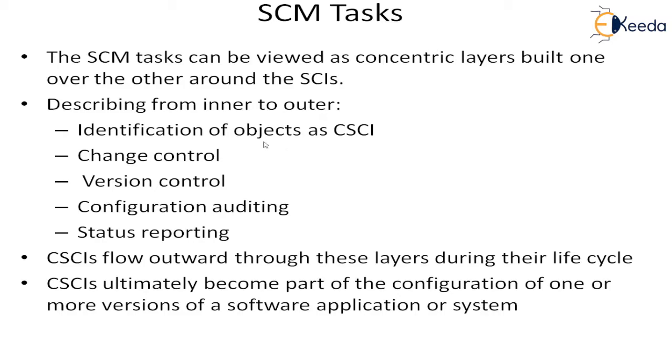The base over the SCI is the identification of the objects. Then comes the change control, change of the objects, the control of that. Then the version control, because you have changed, so you have to do versioning. So the control of the versioning, how the versioning will be controlled. Then you have the configuration auditing, and you have the status reporting. So these are the 5 different steps which are being done in the software configuration management system.